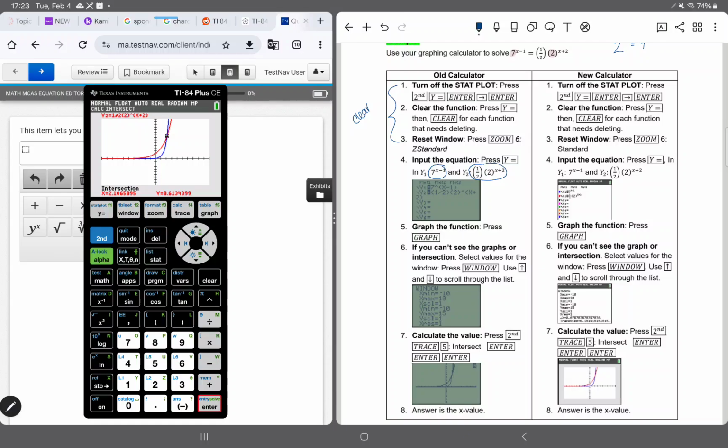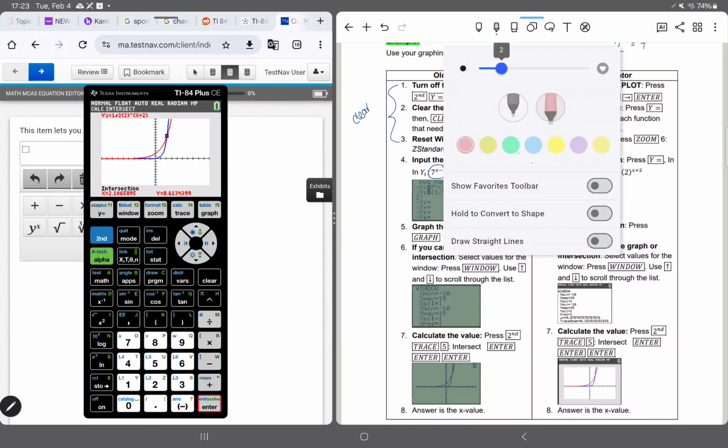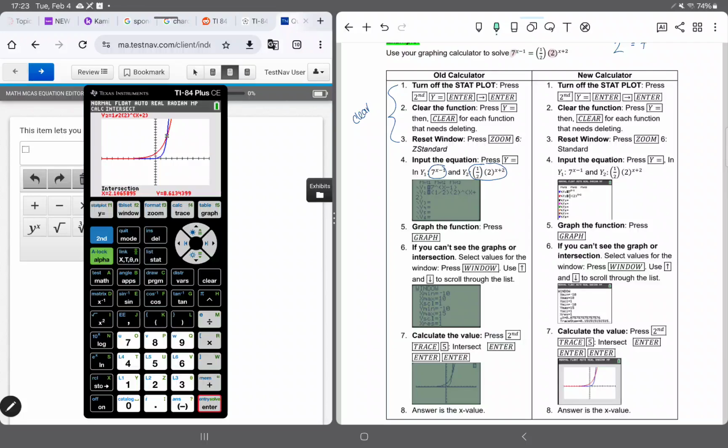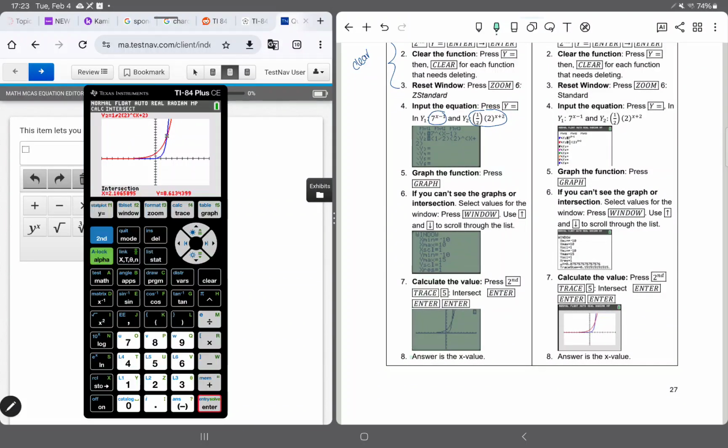And of course, in our question, we have x's. So the answer is the x value, not the y value. In this case, we don't care about the y value. I just want to know what x is. So we would say that x equals 2.11 if we round to the nearest hundredth.